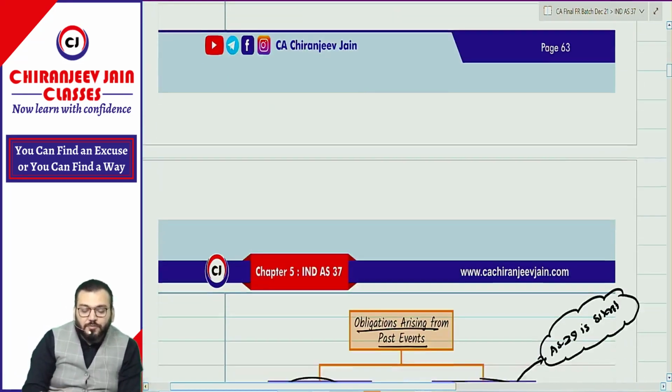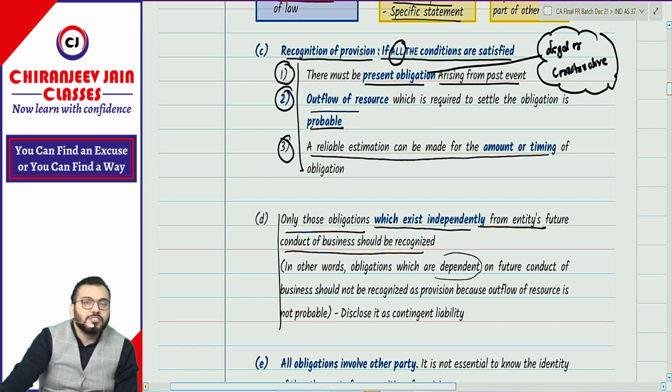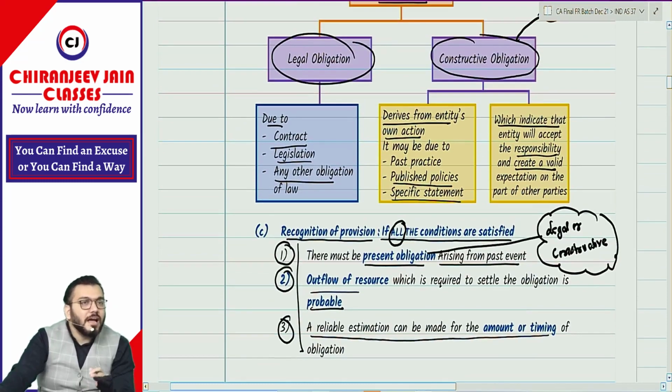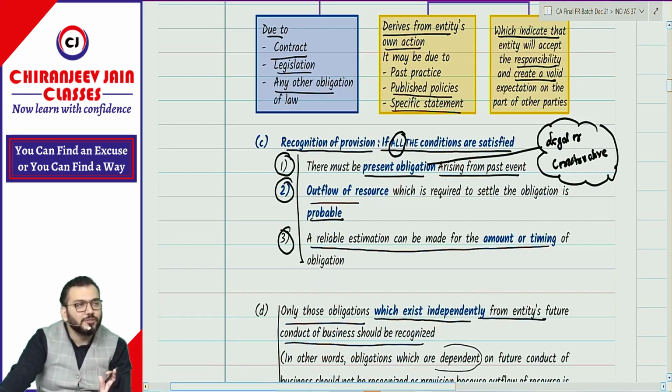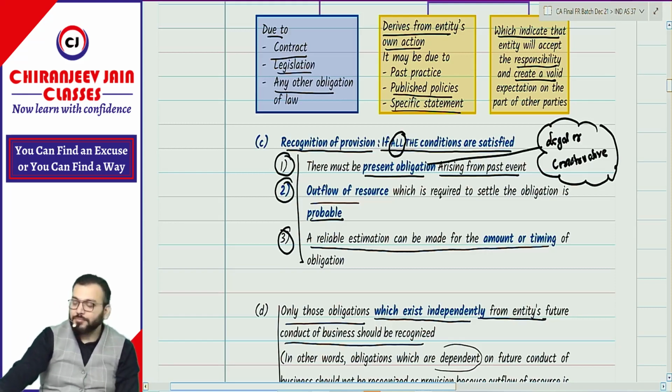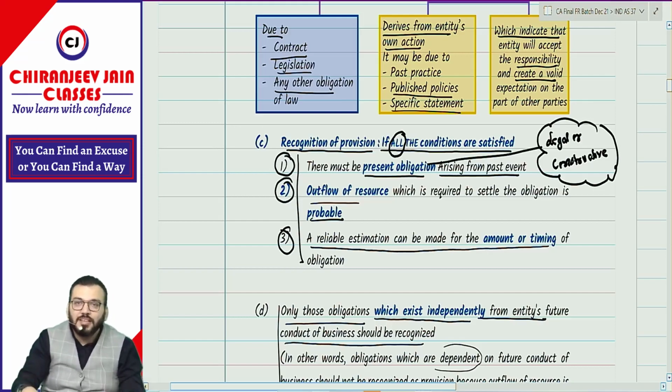Understood? What are the three conditions for recognition of a provision? Point one: there must be a present obligation arising from a past event. Two: the outflow required to settle the obligation must be probable. Three: a reliable estimation can be made for the amount or timing of the obligation. From the examination point of view, if the question is silent, the third condition will be assumed to be always satisfied. Sometimes students make the mistake that if the estimated amount is not given, they assume no estimation can be done. But for the exam, point 3 will be assumed to be satisfied every time. If the question is silent, always assume estimation can be done.